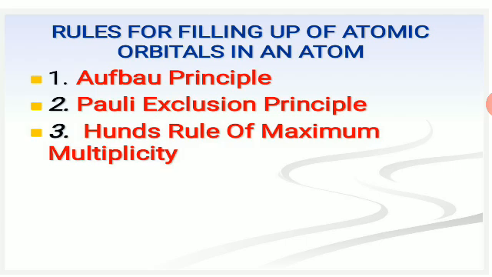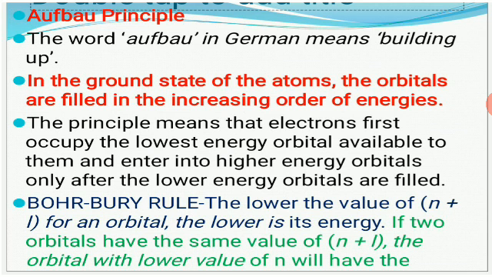Next is how to fill these electrons in these orbitals, which is governed by three rules. First one is your Aufbau principle. Second one is Pauli's exclusion principle. The third one is your Hund's rule of maximum multiplicity.